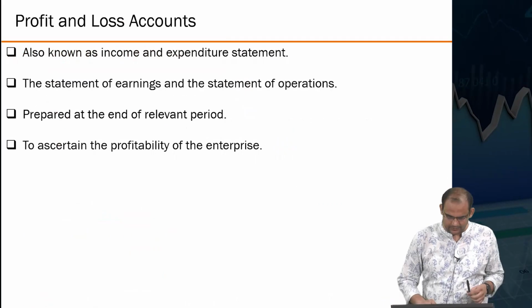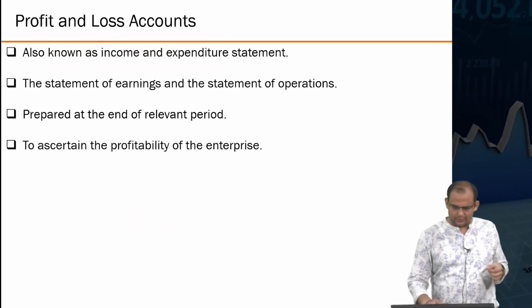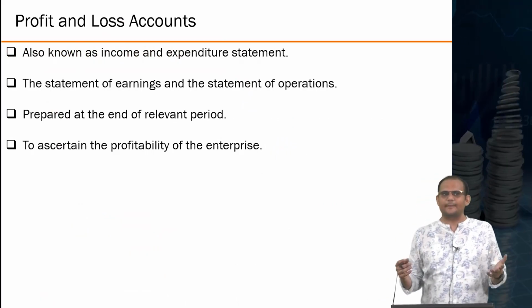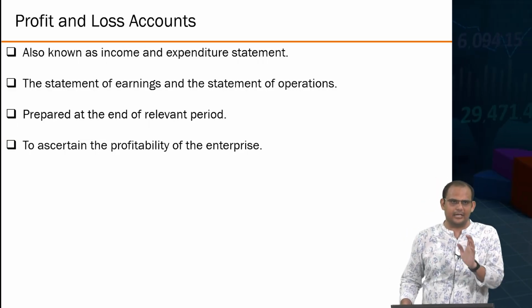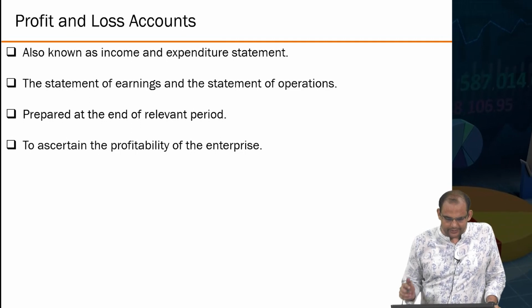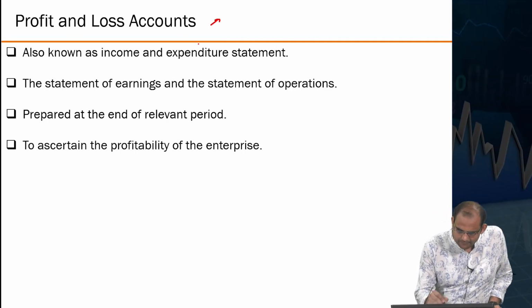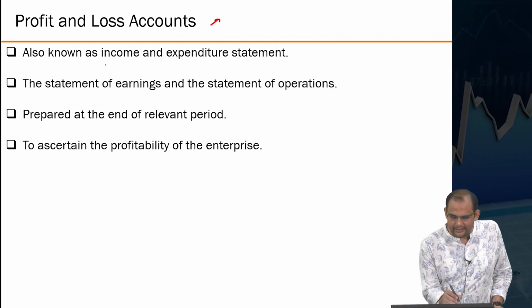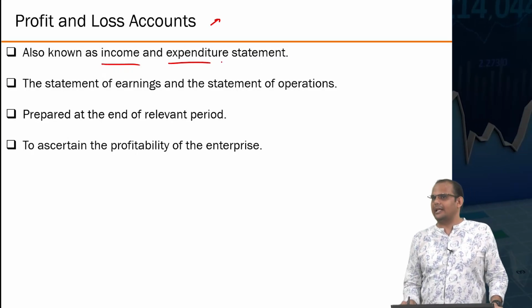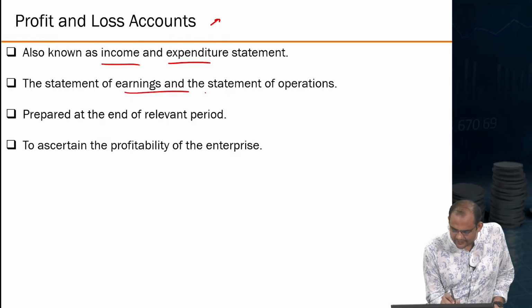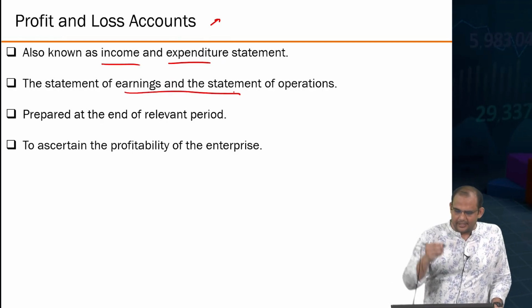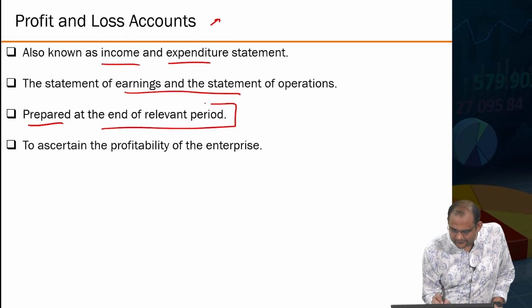So not only the balance sheet, but essentially the two types of financial statements that I introduced, profit and loss statements and balance sheet. Let me give you an example. So let's look at this. Profit and loss account statement, also sometimes known as income and expenditure statement. This is again just the same term. This is a statement of earnings and statement of operations, prepared typically at the end of a relevant period.